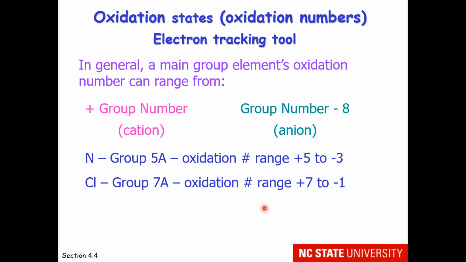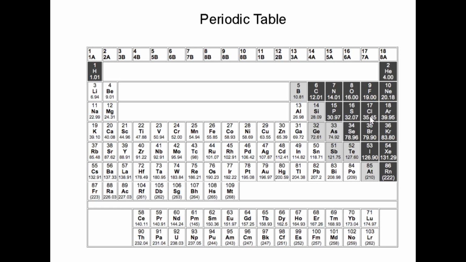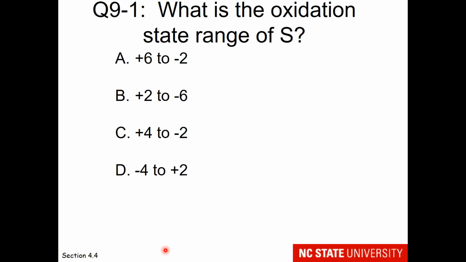Another example is chlorine. Chlorine is in group 7, so it can range from +7 to -1 in oxidation state. Here we see on the periodic table, chlorine can lose up to 7 electrons to become isoelectronic with neon, or gain 1 electron to become isoelectronic with argon. So I hope you have your periodic tables out and can answer, what is the oxidation state range of sulfur?